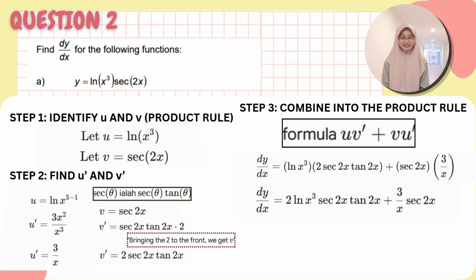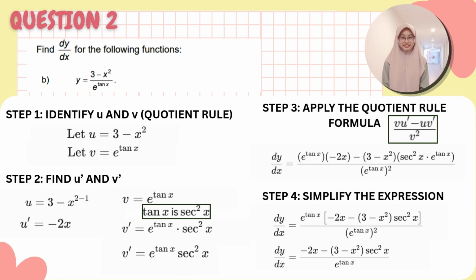Now we substitute these components into the product rule formula, which is u v prime plus v u prime. So after we adjust the position of the terms, this is our final answer for dy by dx, which is 2 ln x cubed secant 2x tan 2x plus 3 over x secant 2x. Now let's move on to question 2b.